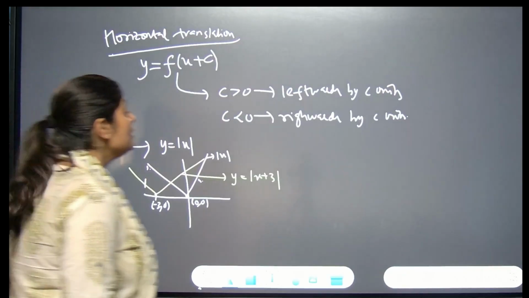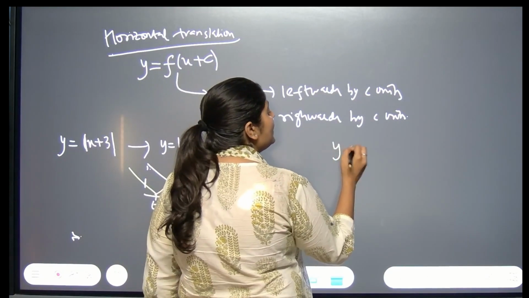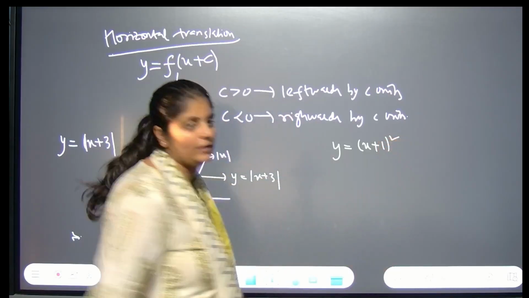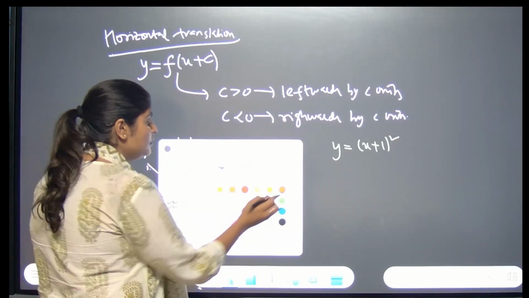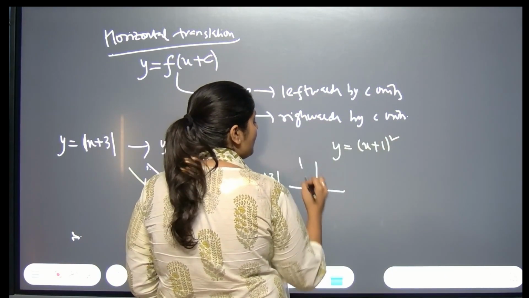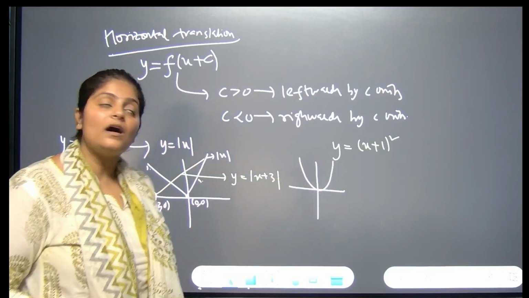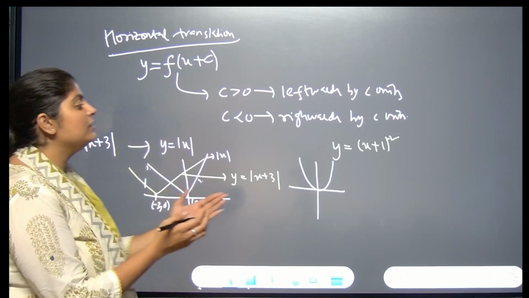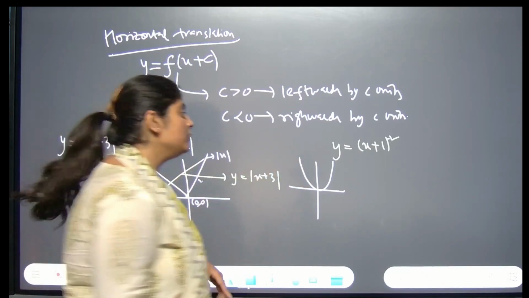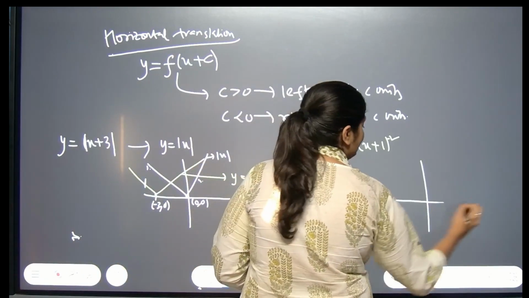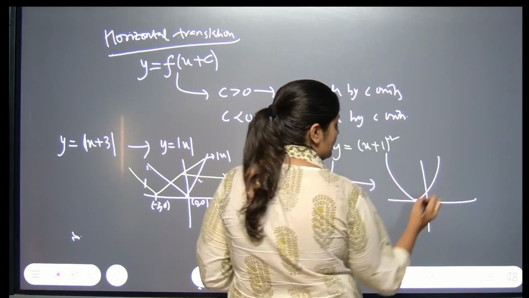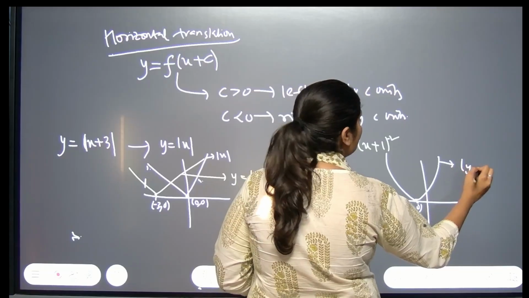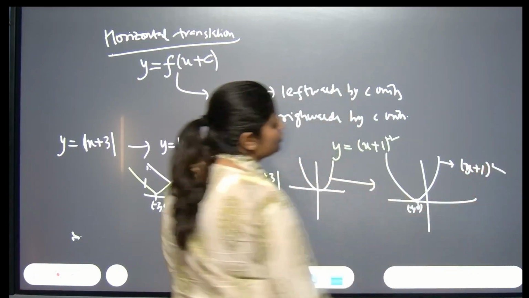Right? Similarly, if someone asks me to make the graph of y equals (x plus 1) whole squared, the same thing we'll do here. We'll first make the original graph. y equals x squared looks like this. Now it is (x plus 1) whole squared. What do we do here? We'll shift the graph leftward by 1 unit. The transformed graph would look like this. This would be minus 1 comma 0, and this would be the graph of (x plus 1) whole squared.